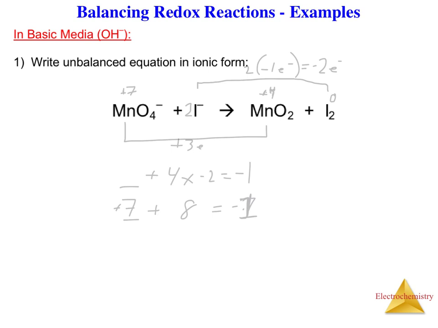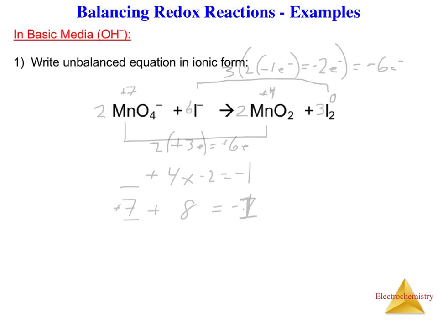So why don't we multiply this one by 2 so that I'm now going to gain 6 electrons. So then I have to multiply this by 2, multiply both of my manganeses by 2, and then I have to multiply this one by 3 so that I now lose 6 electrons for my iodine. Then I multiply my iodines by 3 as well. So this becomes 6, and then this becomes 3 over here.